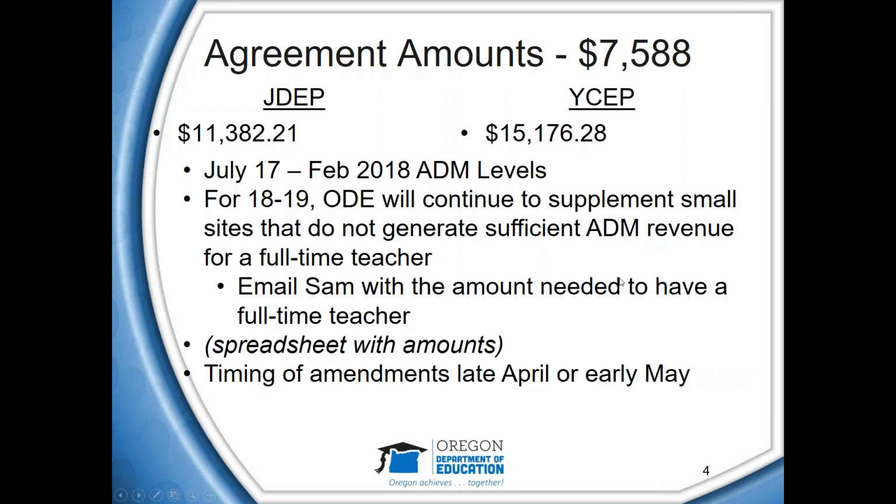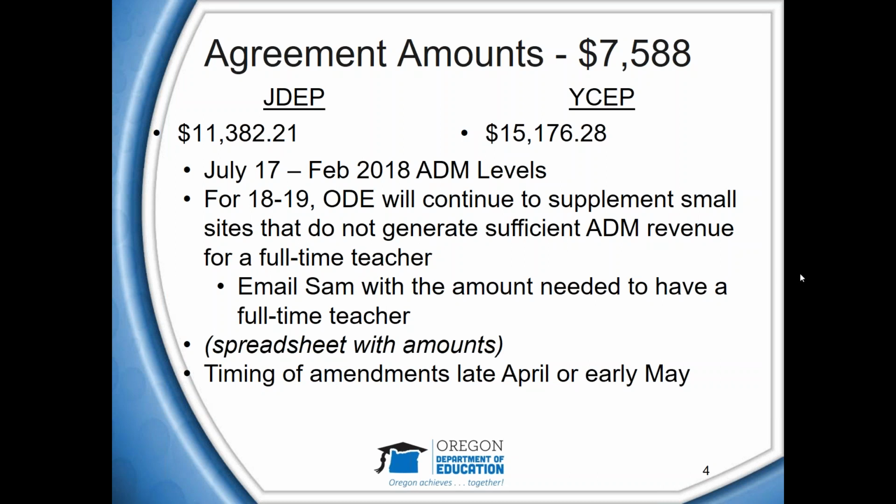The timing of amendments will arrive in late April or early May for next year. And these are just state school fund amounts. They will not include agreement amounts for Title 1D and IDA for 18-19. And your current 17-18 agreement amounts already include the second and third estimates for IDA and your Title 1D.